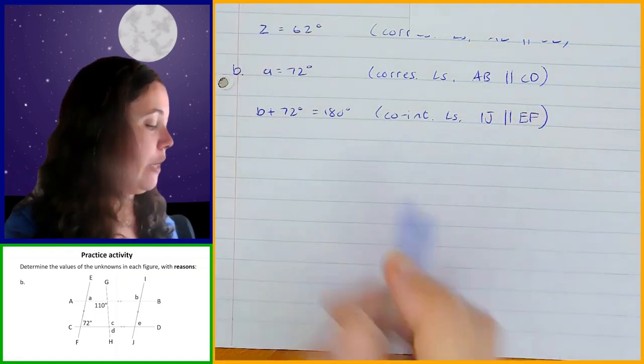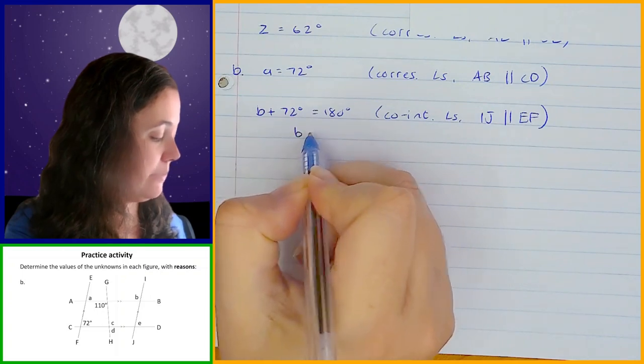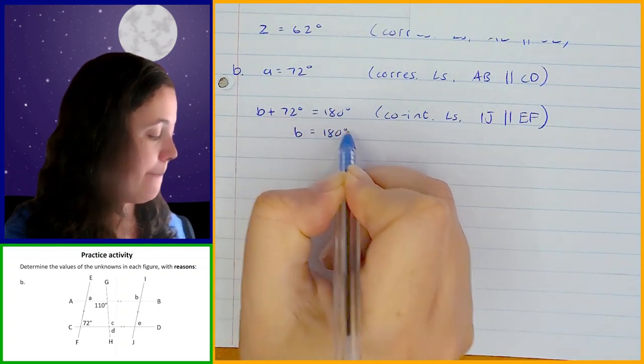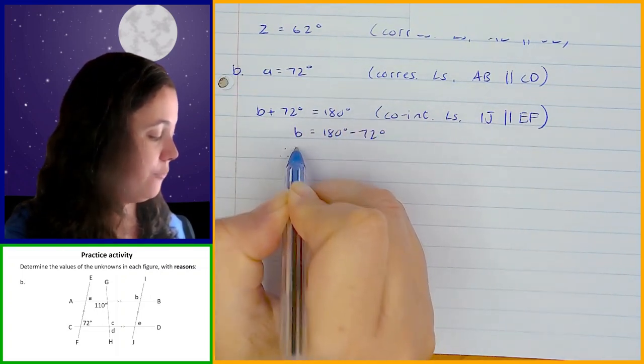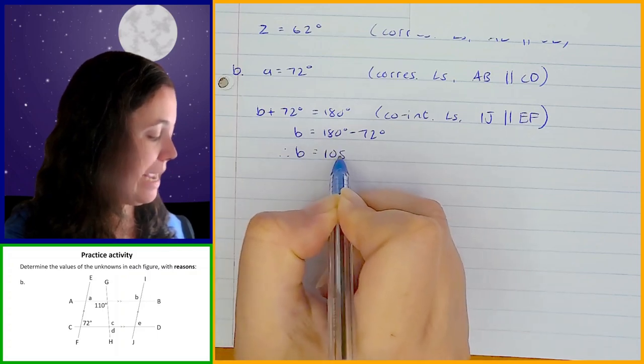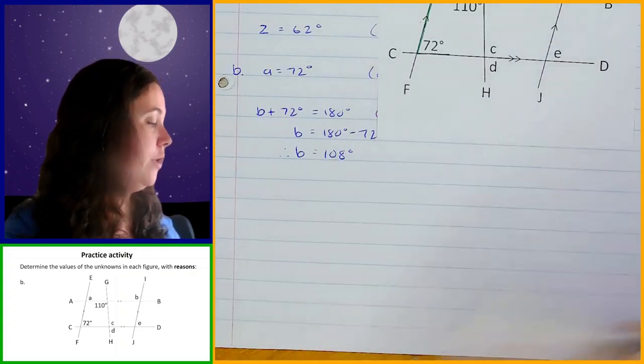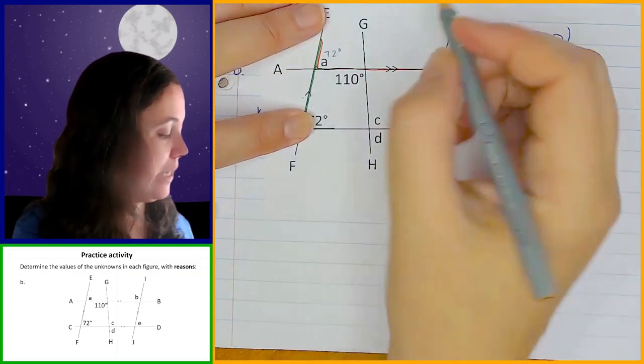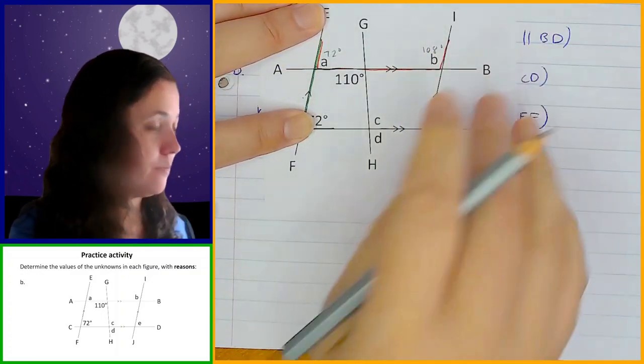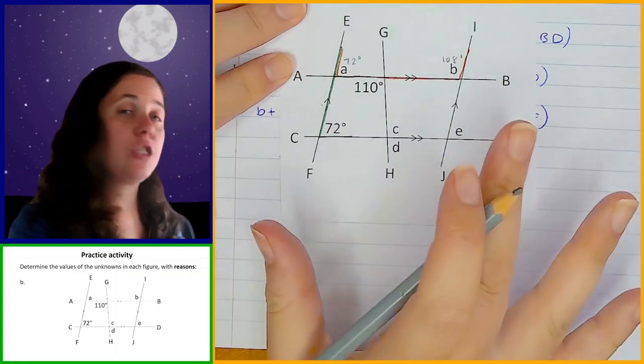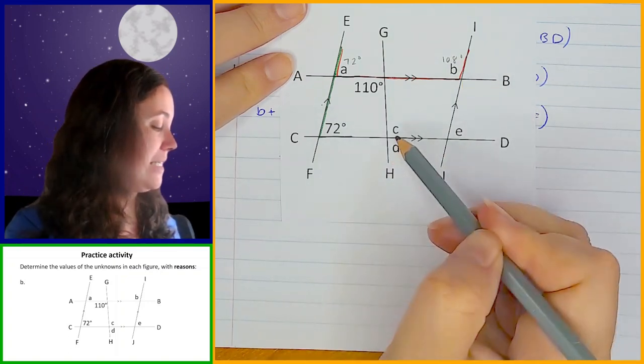Okay, now I need to solve for B. So I'm going to take the 72 across, 180 degrees minus 72 degrees. So therefore B is equal to 108 degrees. Okay, so now I know that this angle over here is 108 degrees. So I'm getting there. Next thing I need to work out is C.